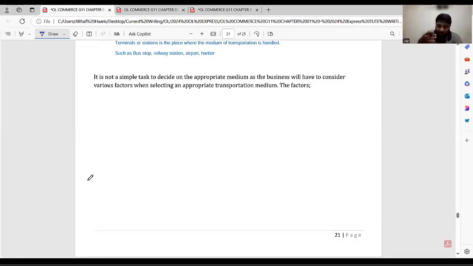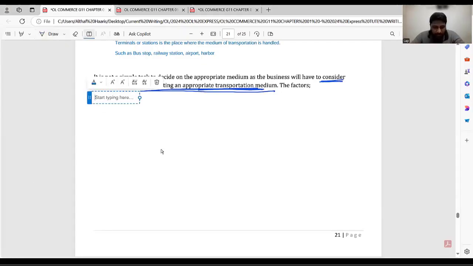So let's see certain factors that we have now. Now I considered certain factors. The cost I considered, the capacity size I considered, speed I considered, accessibility I considered. So likewise, a lot of factors are there. We have to consider them when selecting an appropriate transportation medium. So let's write one by one.